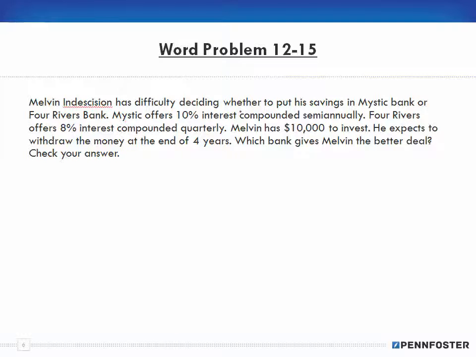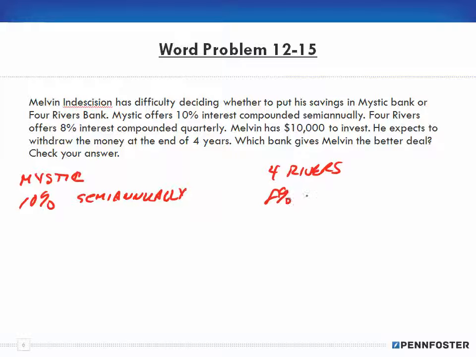Melvin has difficulty deciding whether to put his savings in Mystic Bank or Four Rivers Bank. Mystic offers 10% interest compounded semi-annually. Okay, so here's Mystic, and this is Four Rivers. Okay, so Mystic offers 10% compounded semi-annually. Four Rivers offers 8% compounded quarterly.